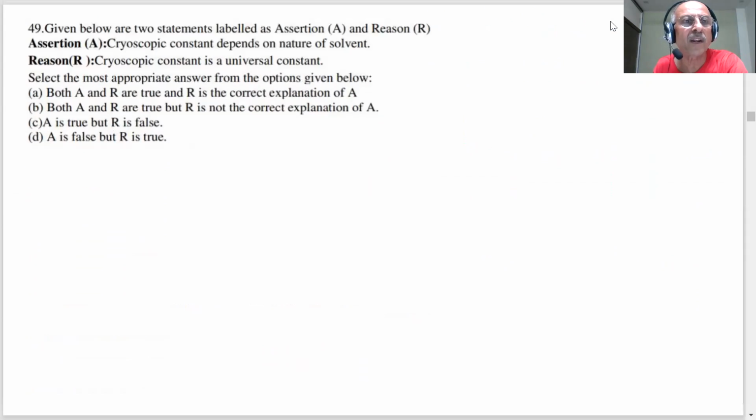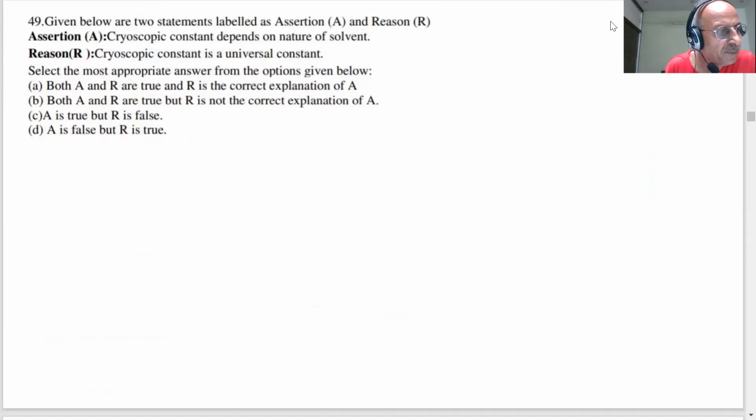Let us come to the next question. Cryoscopic constant depends on nature of solvent. That is correct, what we have told you. You have seen the cryoscopic constant in the elevation in boiling point and depression. Yes, that depends on the nature of the solvent. Kf or Kb, you have seen, depends on that. That is true. Cryoscopic constant is a universal constant.